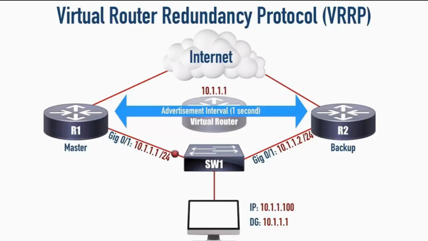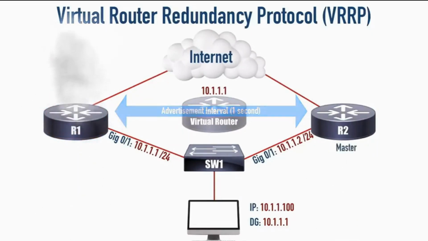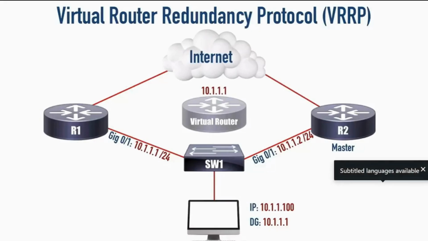And it works just like HSRP does, in that normally we're going to be going through R1 to get out to the internet. But if something happens to R1, R2 is going to take over as the master router, and subsequent traffic to the internet is then going to go through R2. Now, we've got one other first hop redundancy protocol to talk about.